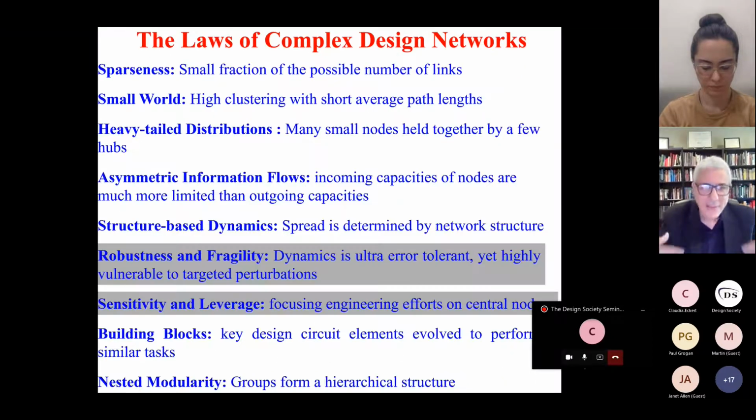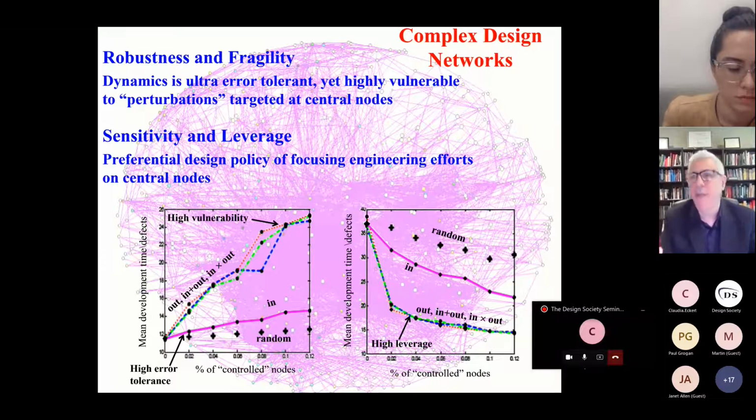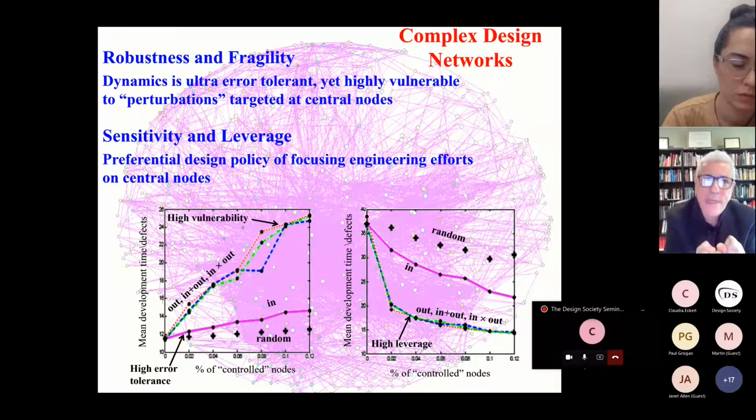So the next set of laws are related to the robustness and fragility properties of real design systems. So what do I mean by that? The idea here is that the dynamics of any design system is ultra error tolerant, right? Now I'll explain what I mean by that. However, it is highly vulnerable to all kinds of perturbations targeted at design hubs, right? So in general, if there is some problem with any random node in the system, the system will be quite stable. However, if you try to perturb and change the properties of the design hubs, then you might lead the system towards collapse.